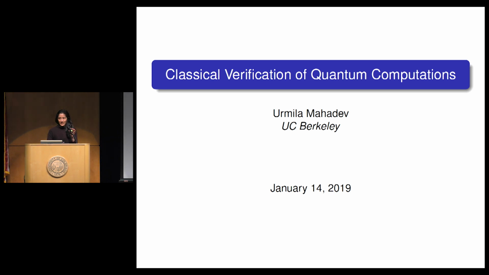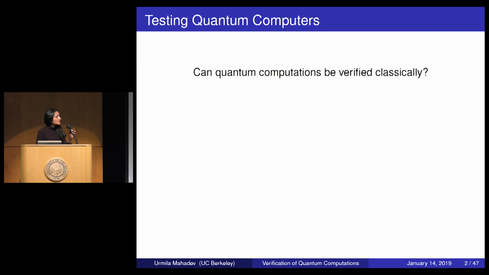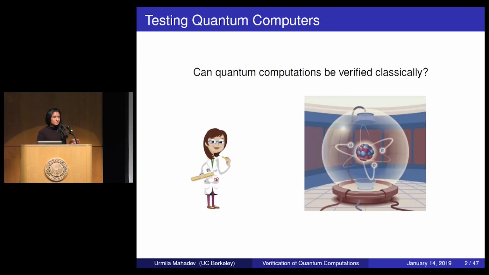the morning. So as Ashley said, my talk is on classical verification of quantum computations. And I'm going to start by telling you what it means to classically verify a quantum computation. So the way to think of this question is you have an experimentalist. She's considered the classical being, and she has access to a quantum computer. Her goal is to verify that this quantum computer is behaving correctly in the sense that its behavior is consistent with our theoretical model of what quantum computers should look like.